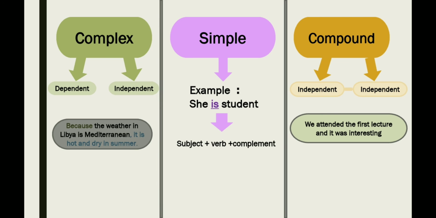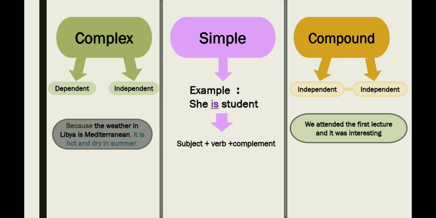Now let's start with the compound sentence, the third type. So the compound sentence has two independent clauses, two main parts, such as we attended the first lecture and it was interesting. We attended the first lecture, an independent clause or a main clause. It has a complete meaning, complete sense. The second, it was interesting, an independent clause too, or a main clause too. It has a complete sense also.